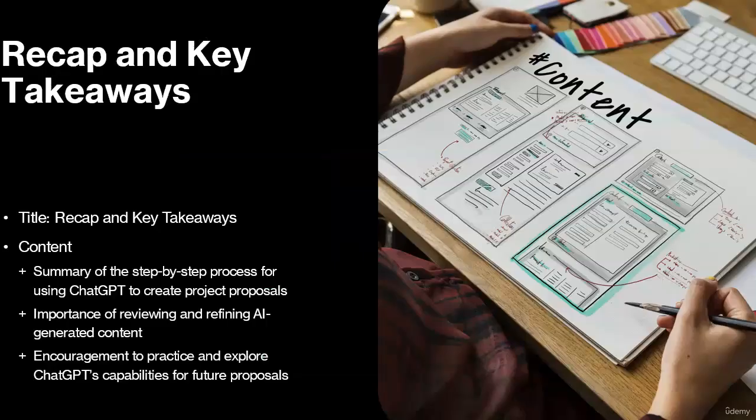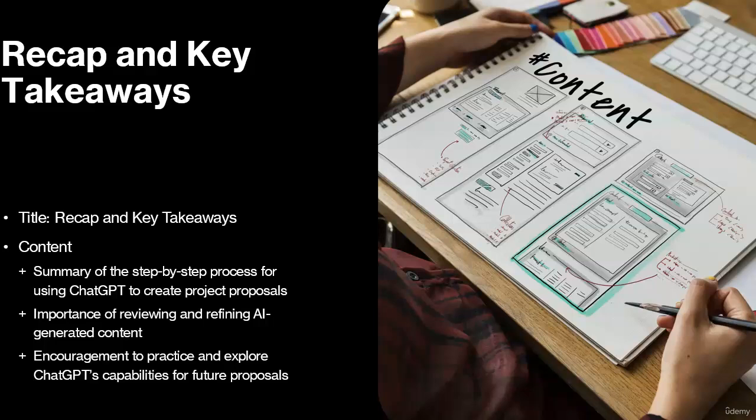Recap and key takeaways. To recap, we have covered a step-by-step guide for using ChatGPT to create a project proposal. Step 1 is define the project scope and objectives. Second step, outline the project plan. Third step, identify key resources and budget. And then step 4, address potential risks and mitigation strategies.